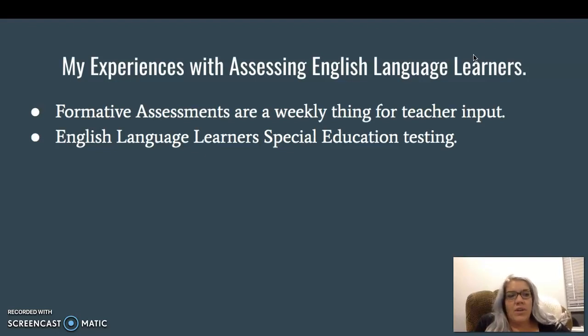The next thing is the English language learners for special education testing. So we give the Woodcock-Johnson to our students every 3 years. And I recently had a student that was an English language learner, and I told the school psychologist, I really think there's a language barrier here. Yes, he probably will still qualify for special education, but I think there's a language barrier. Sure enough, we tested him in Spanish. He tested much higher, but he still did qualify. But it was good to go through that process and to see how it works.